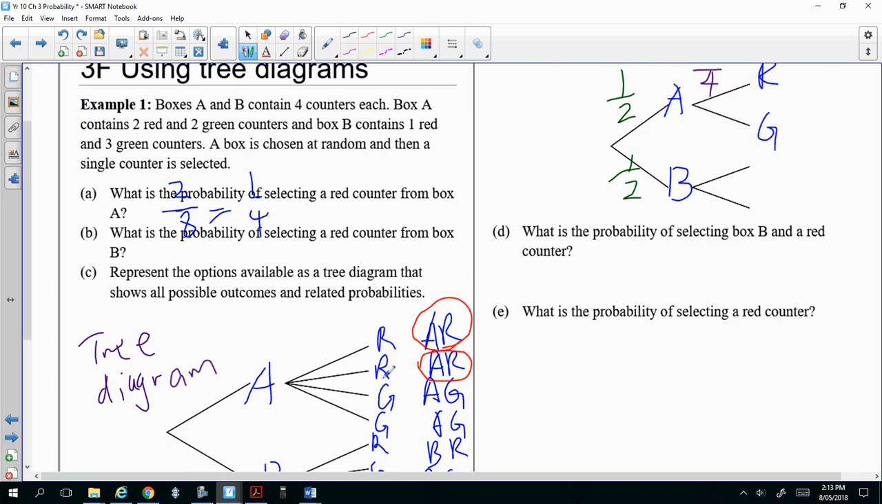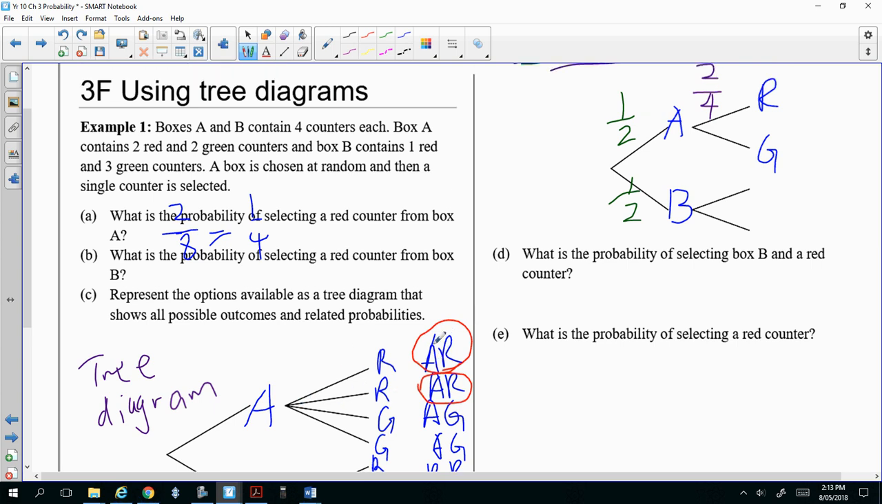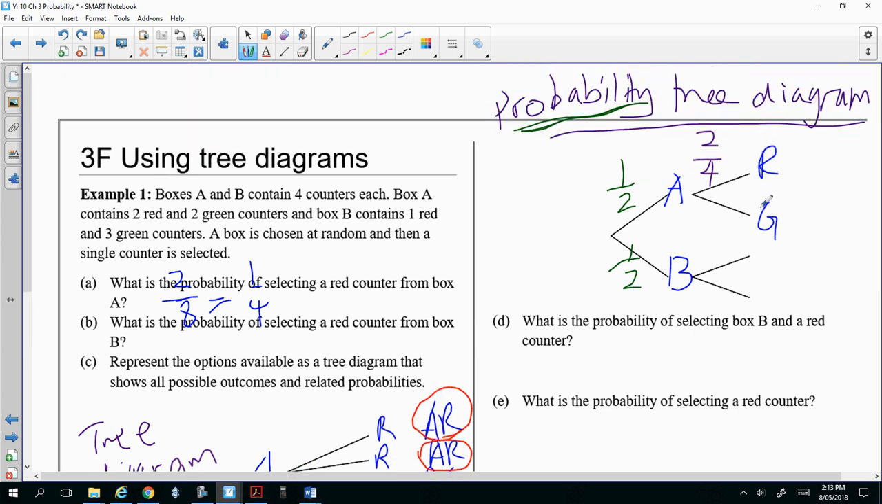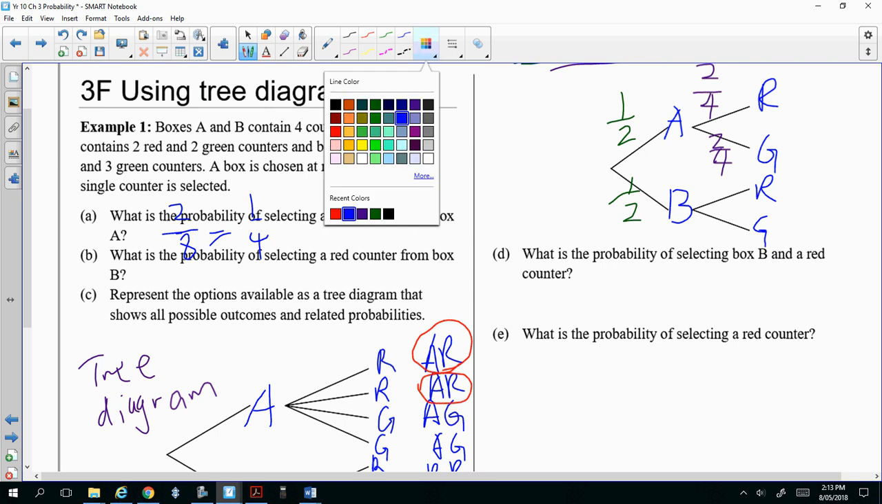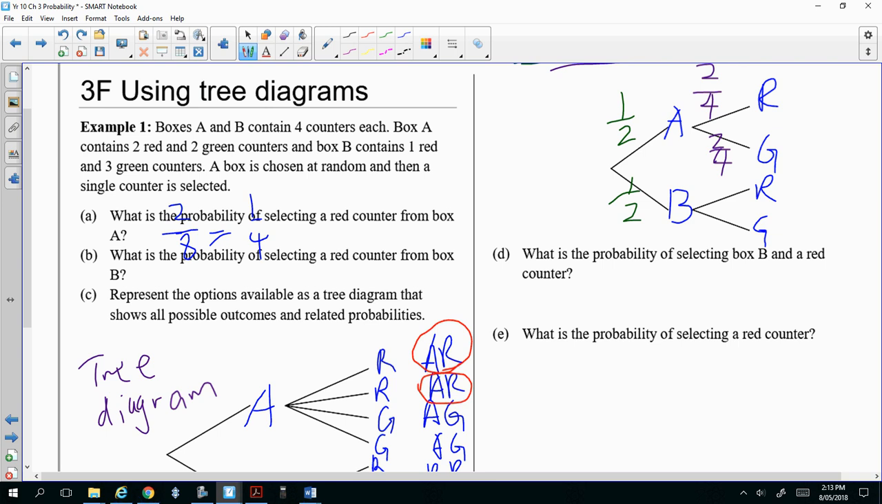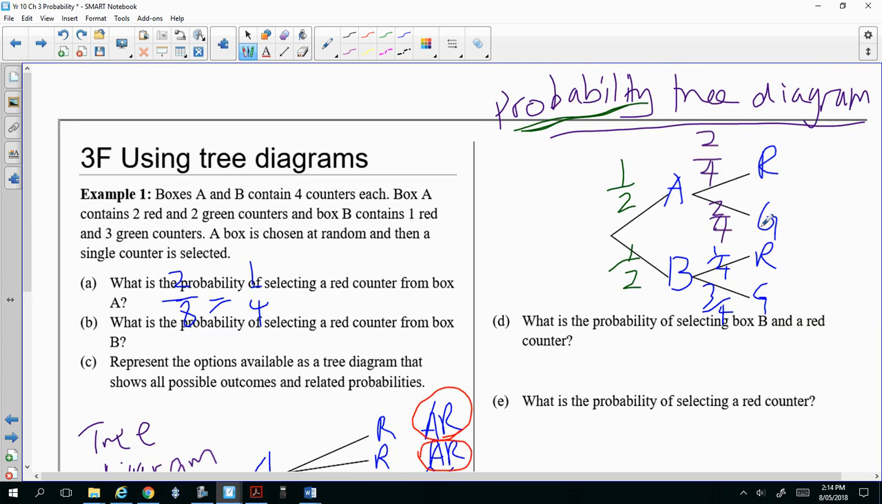So imagine if there are 5 red, you have to draw 5 lines. That would take too long. So you write 2 out of 4, and the other one you write 2 out of 4. Okay? And then the other possibility could be a red here, green there. But for the B box, you will have 1 in 4 chance of getting a red, but 3 in 4 chance of getting a green. So this is a probability tree diagram.